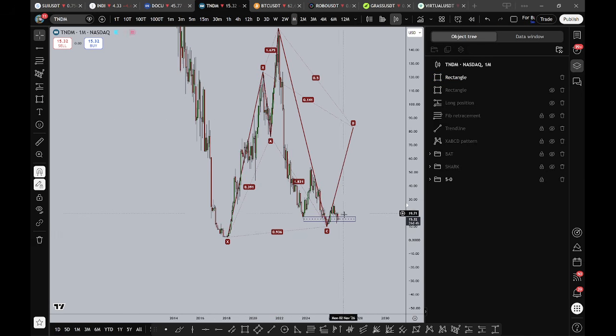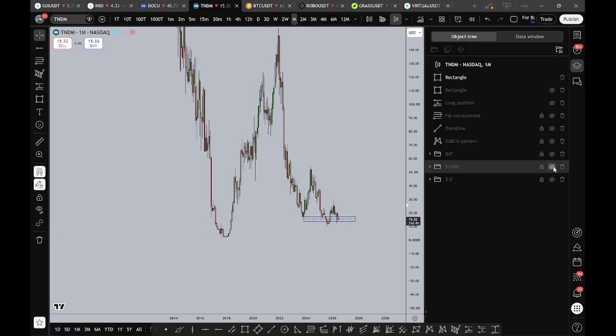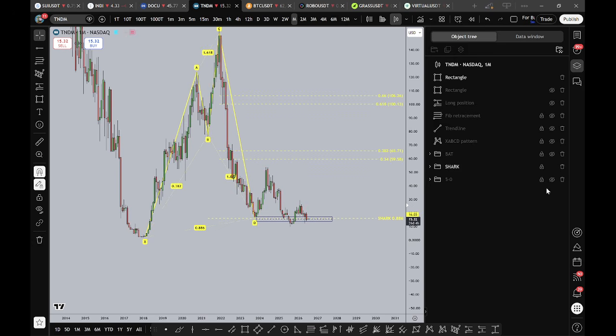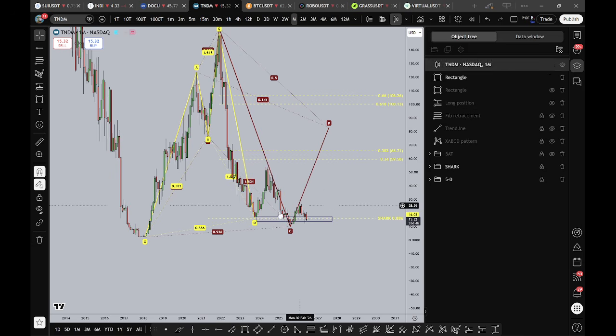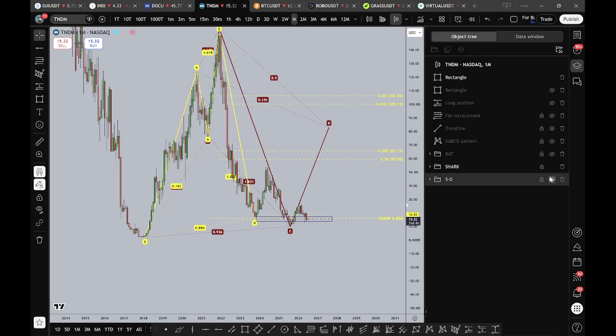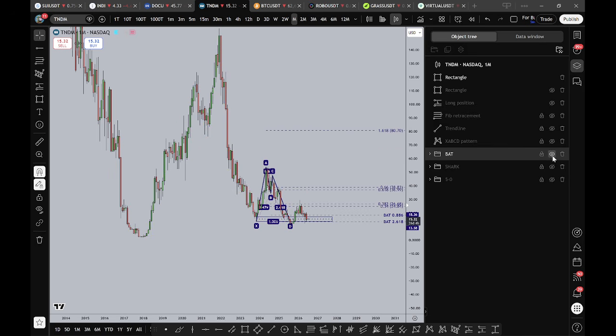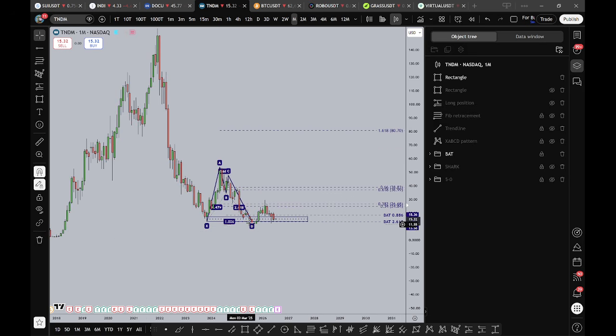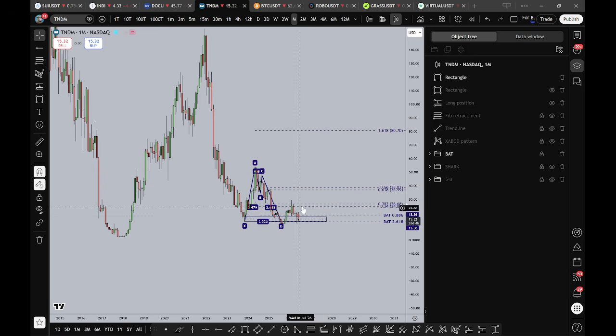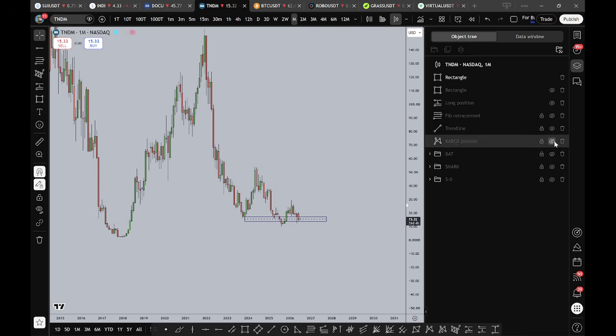If Tandem can stay above the blue box, I'll be looking for a move to the upside. If it doesn't stay above the blue box, then we can talk about retesting the low. So there's your shot. That's the 5-0, right? So what are we talking about? Still within play. By no means is it not. There's the bat. Bat 0.886, 2.618, still within it. That's your target to return currently.